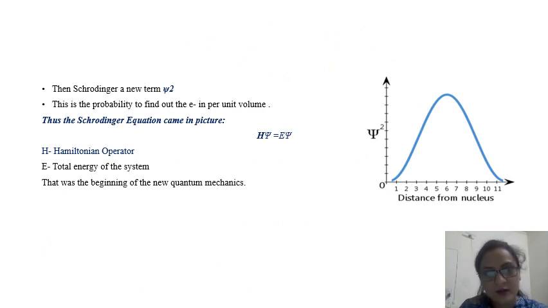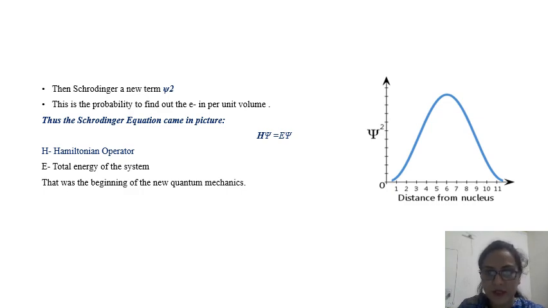Then Schrodinger introduced a new term, psi square. This is the probability of finding the electron per unit volume. You can see here, psi square probability, the graph between the probability of finding the electron per unit volume and the distance of the electron from the nucleus. Thus, the Schrodinger equation came into the picture.